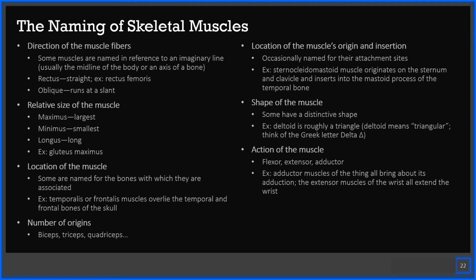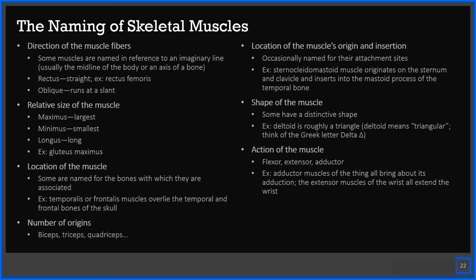There are seven different categories that we consider when it comes to the naming of skeletal muscles. First, the direction of the muscle fibers. Muscles are named in reference to an imaginary line, usually the midline of the body or the axis of a bone. Rectus, meaning straight, is an example of that, as in the rectus femoris.